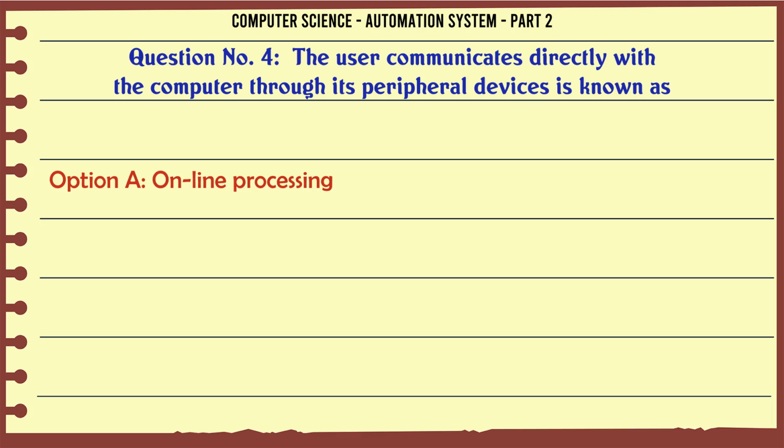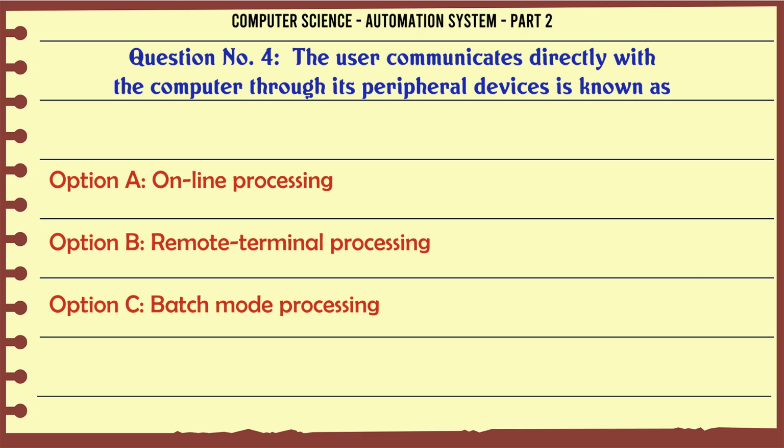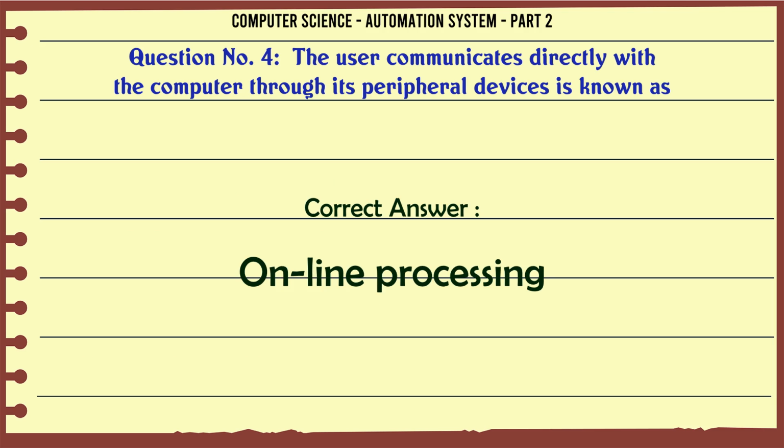The user communicates directly with the computer through its peripheral devices is known as A. Online processing, B. Remote terminal processing, C. Batch mode processing, D. Intelligent terminal processing. The correct answer is online processing.